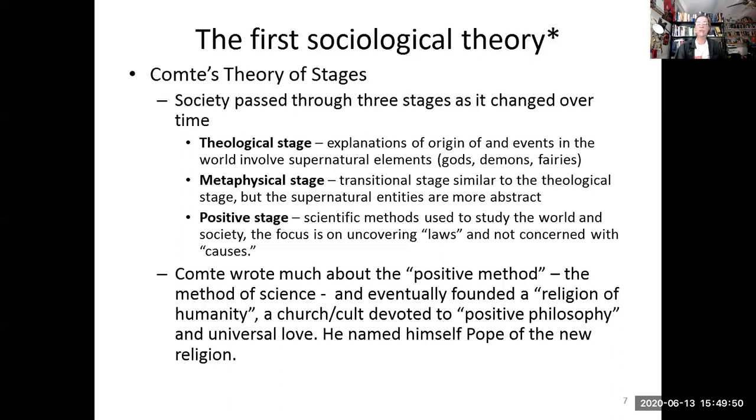After this theory of stages, he thought humanity needed a new universal religion, and so he developed the outlines of a moral code and a set of beliefs for this universal religion of humanity. And he named himself the Pope of this church of universal love. And his writings got a little strange after that, so we will leave Comte at this point.